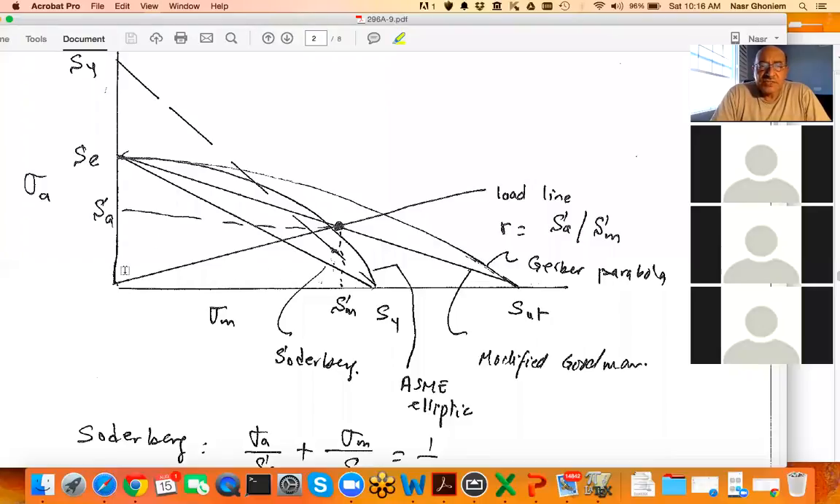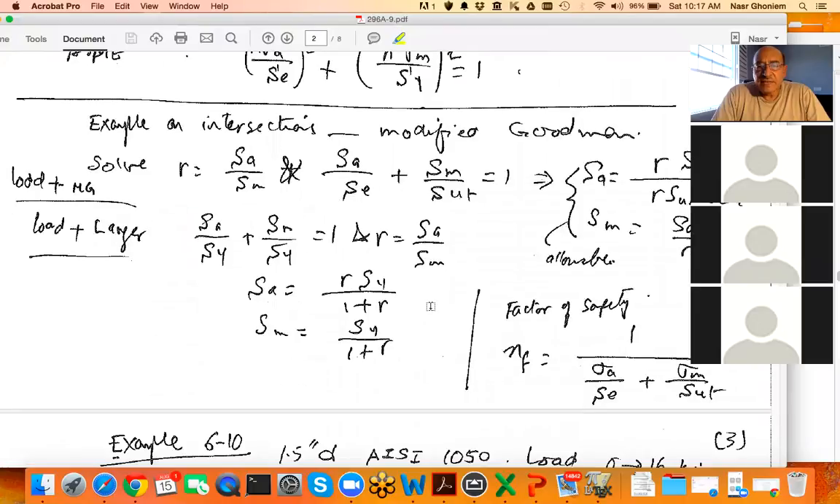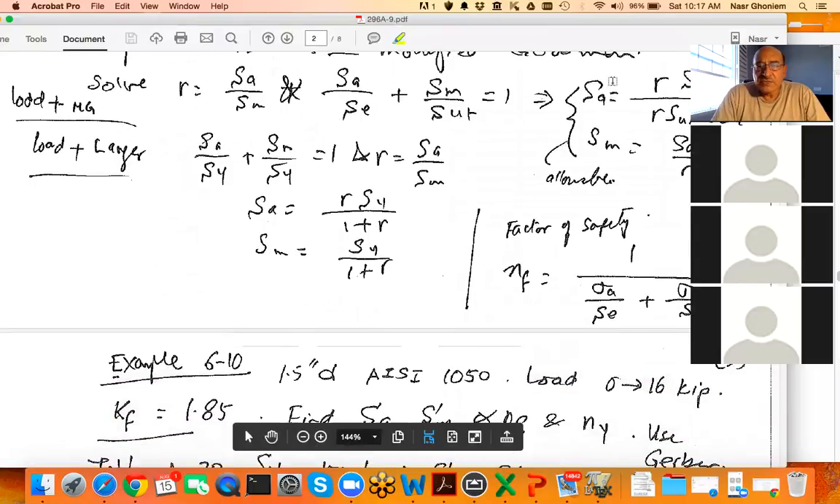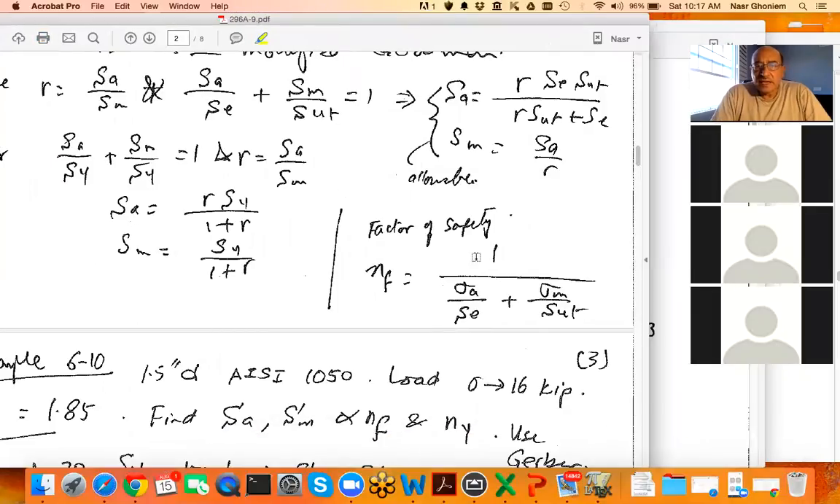And I can do this ratio on the straight line itself, or on the x coordinate, or on the y coordinate, because everything is proportional to each other, a linear relationship. And that is given here analytically also. So the factor of safety in this case is worked out, and the factor of safety is 1 over sigma alternating over S endurance, plus sigma mean over S ultimate.